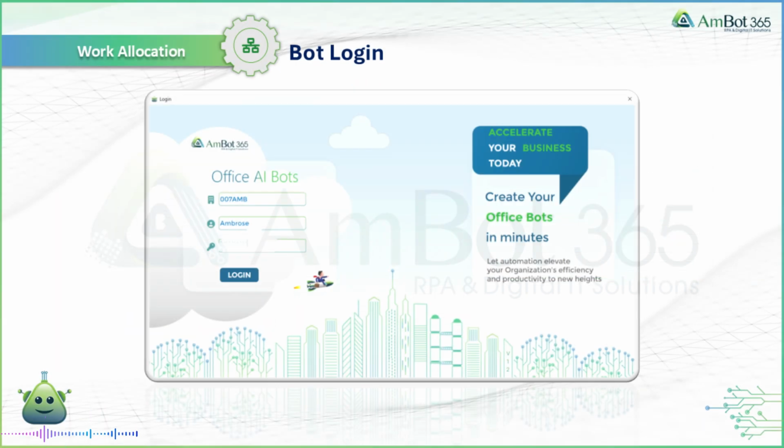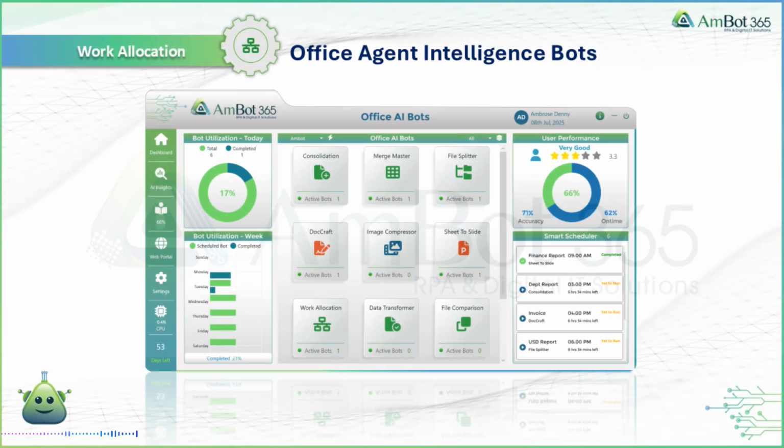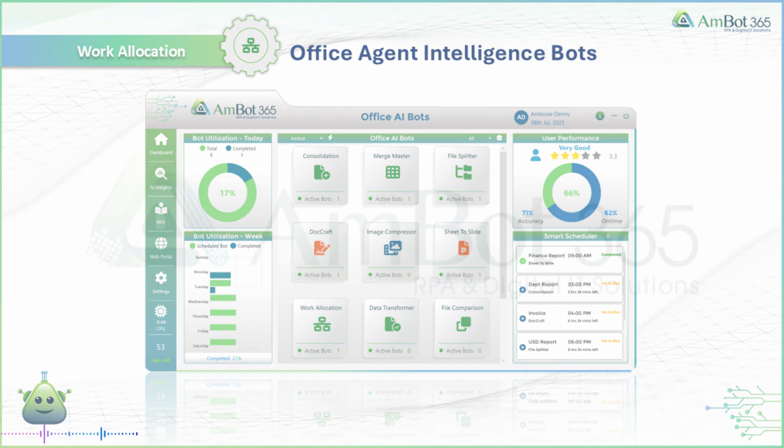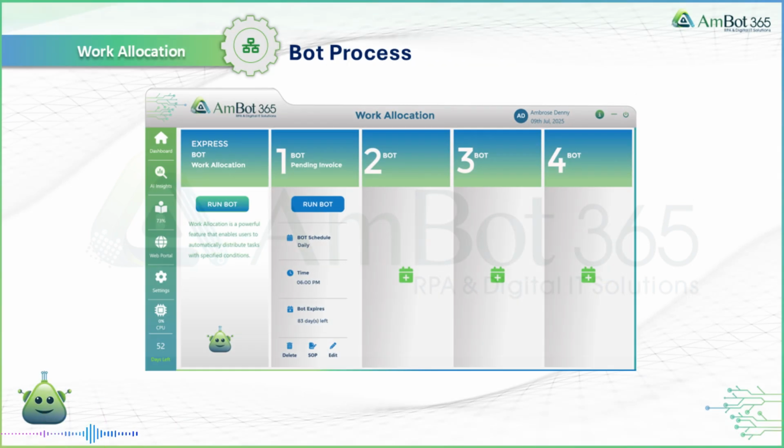Let's log in securely to the AmBot 365 platform. Once logged in, select Work Allocation Bot from the dashboard and we are ready to go. The bot is already trained and scheduled. We simply click the Run button to activate the automation.